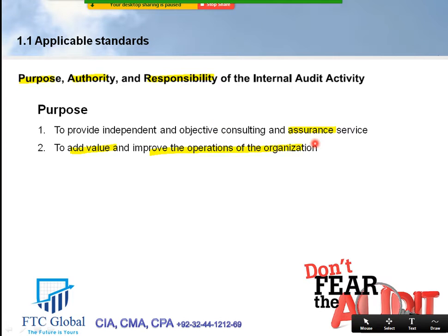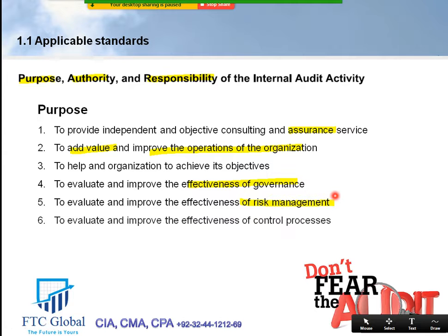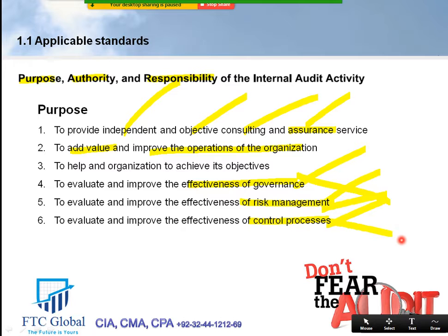By evaluating and improving the governance processes, by evaluating and improving the effectiveness of risk management, and by evaluating and improving the effectiveness of internal control. These three domains. So, again, the internal auditing definition: we are an independent and objective entity within an organization, providing two types of service, consulting and assurance, auditing and advisory, so as to add value in the operations of the company. There are three domains where we serve. We help the organization evaluate and improve the effectiveness of governance, risk management and control processes. We will go into detail further as we keep on moving forward.